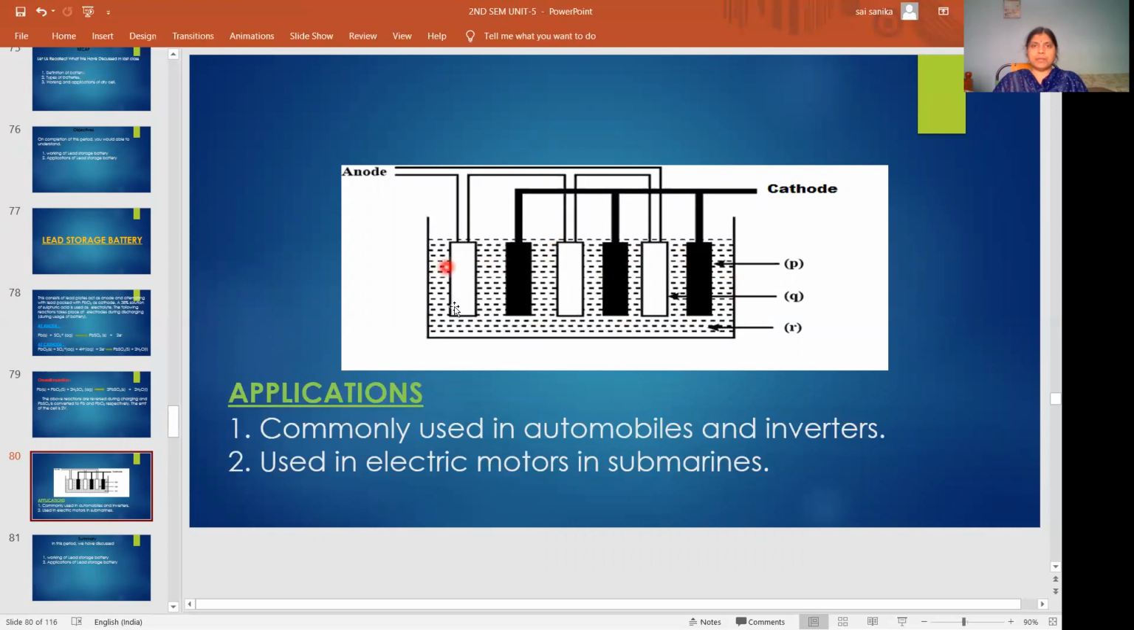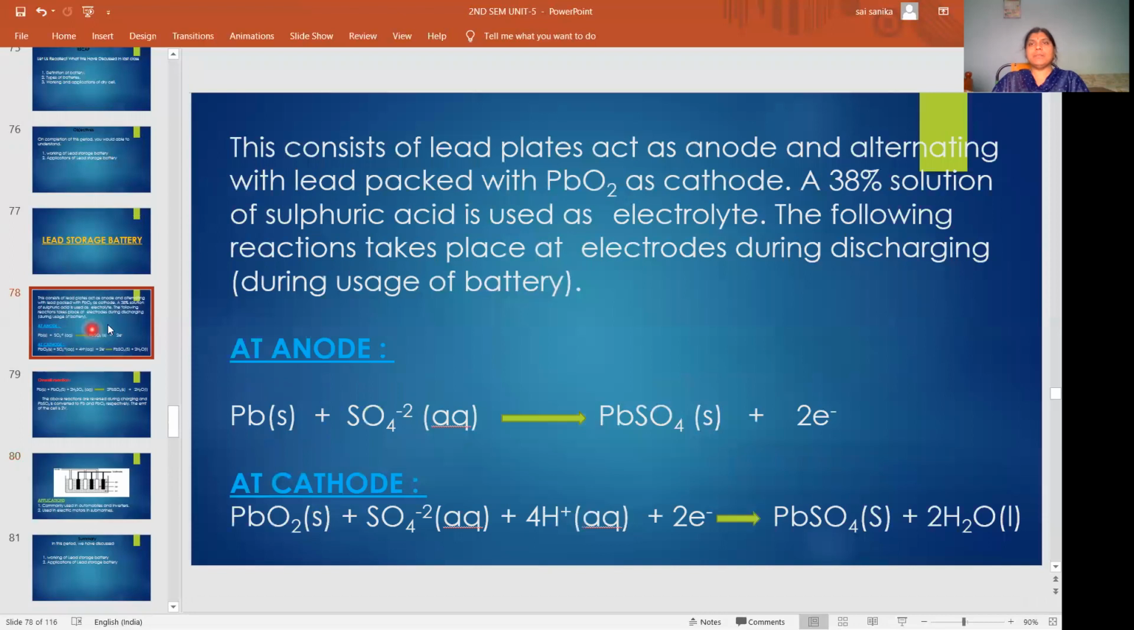What is the EMF of this cell? The EMF of this cell is 2 volts. Here we will see what reactions take place at anode and cathode. At anode, oxidation; at cathode, reduction. Lead is converting into lead sulfate. By releasing 2 electrons, it combines with SO4 minus 2 and forms lead sulfate. This is the reaction taking place at anode.